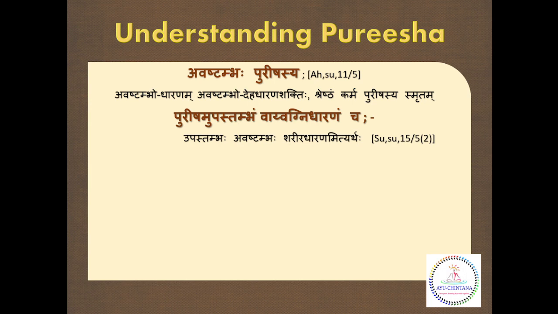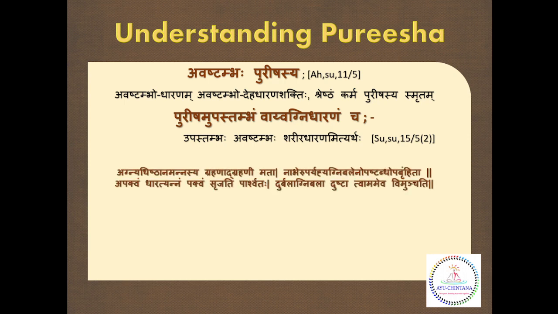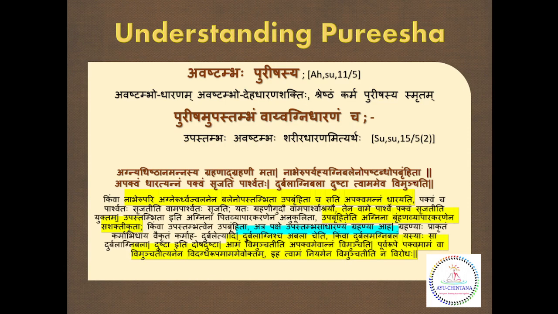So indirectly through the Anumana Pramana, we understand it should be the Purisha that gives the Bala to the Sharira. Right? So one more reference from the Grahani chapter of Charaka, we get the answer more clearly. Agni adhishthanam annasya grahanad grahani mata nabhehe uparihi agni balena upashtabdho upabrumhita. There are two words here, upashtabdha, upabrumhita. So until now we explored two words.